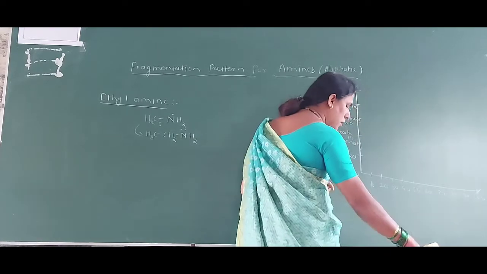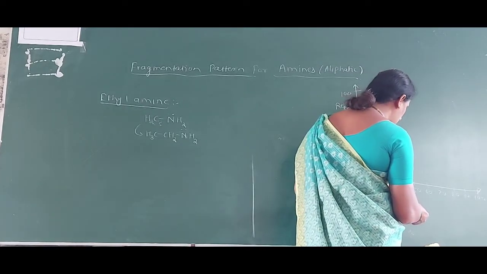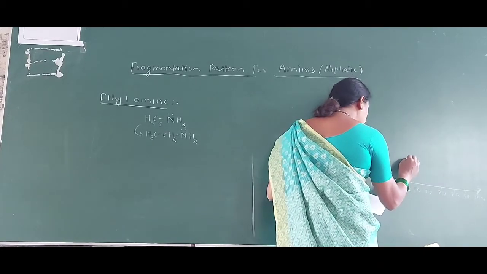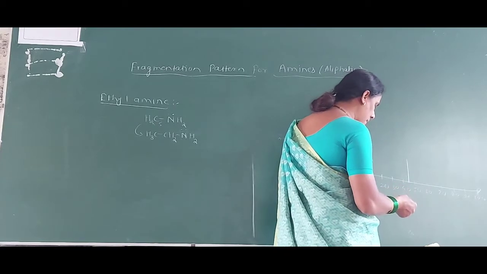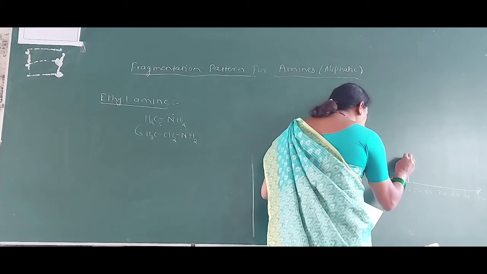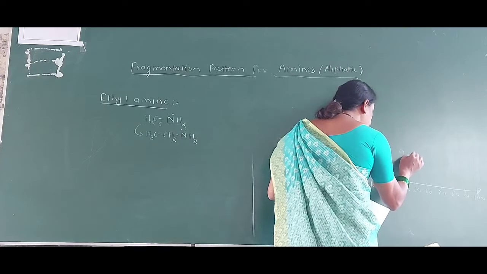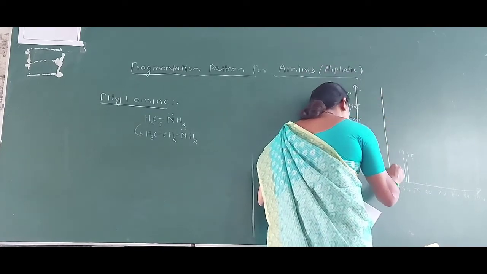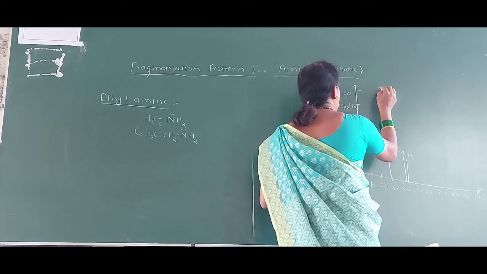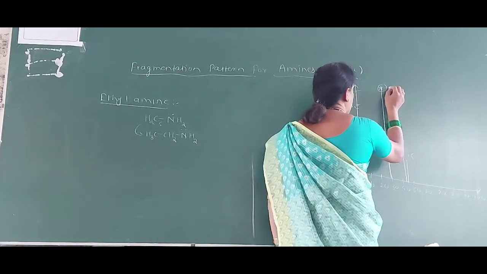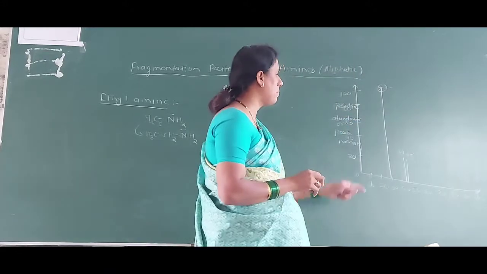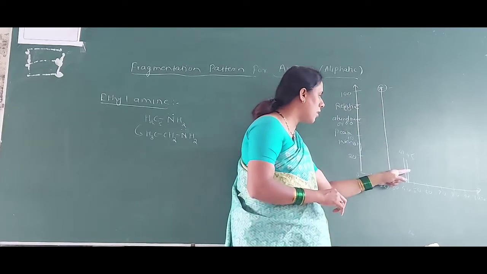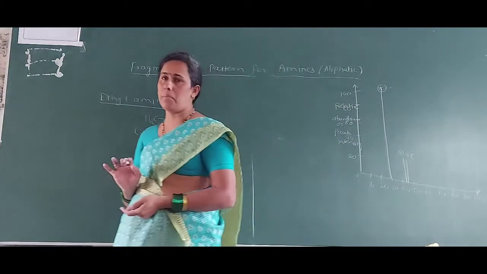Peaks are given to you here at these positions. The first peak is at 45. The second peak is at 44. This is 44, this is 45. The last peak has the highest peak intensity, which is called the base peak. That is the peak with the highest intensity. We have to explain these three types of peaks.